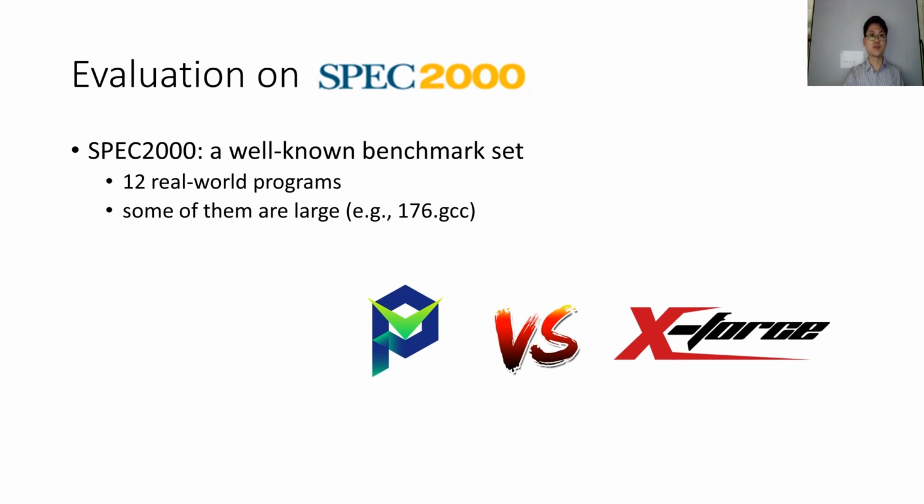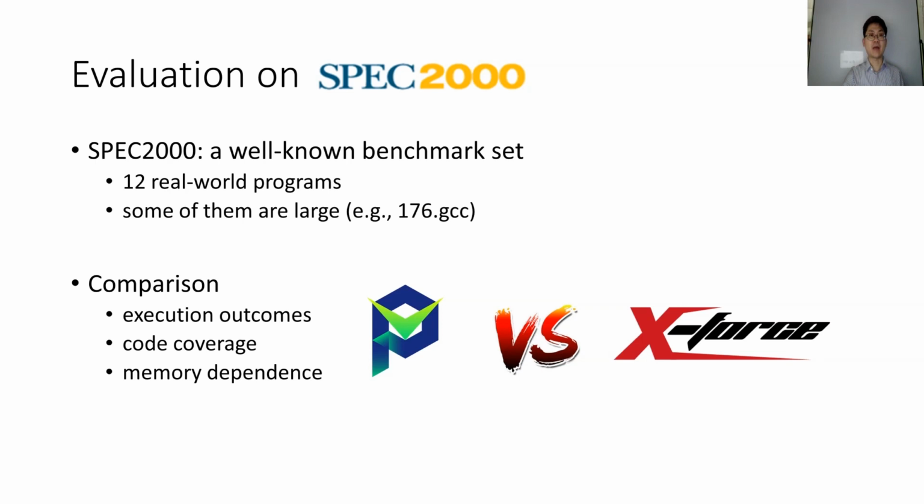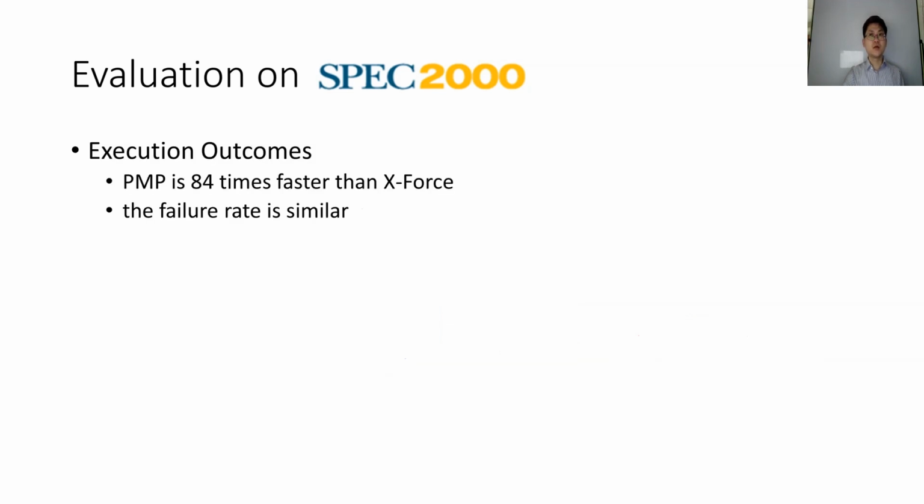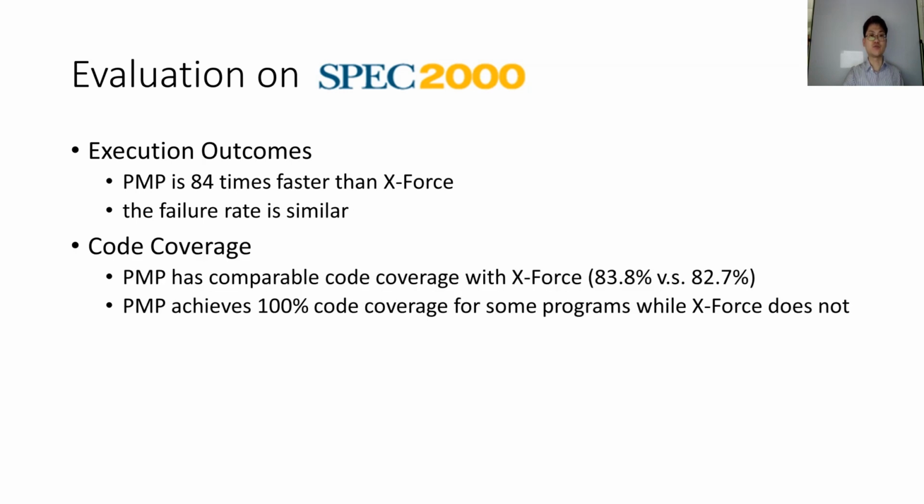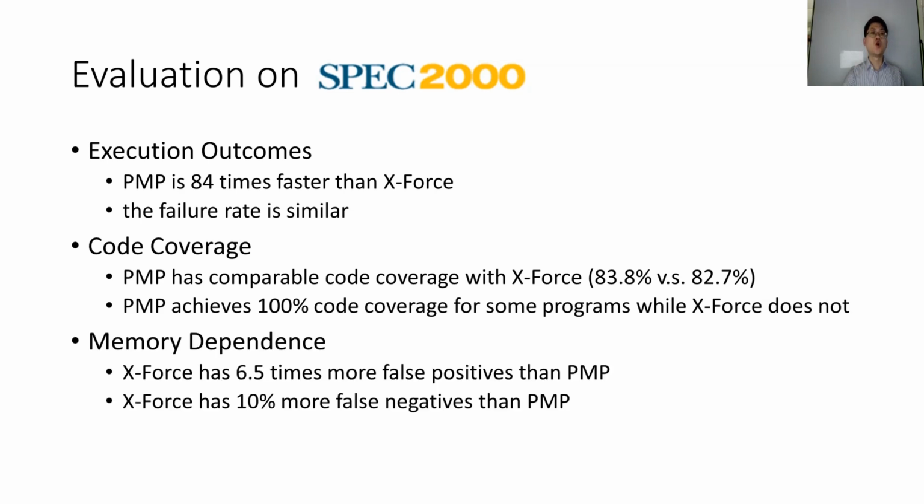The comparison is performed on different aspects. The evaluation results show that PMP is 84 times faster than X-Force with a similar failure rate. PMP has comparable code coverage with X-Force, which is around 83% on average. For some programs, PMP achieves 100% code coverage, while X-Force does not. We also checked the detection results of memory dependence and found that X-Force has 6.5 times more false positives and 10% more false negatives than PMP.